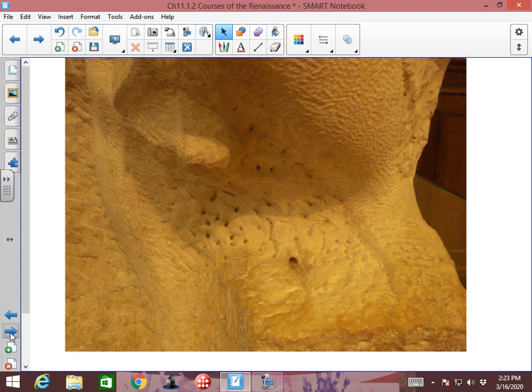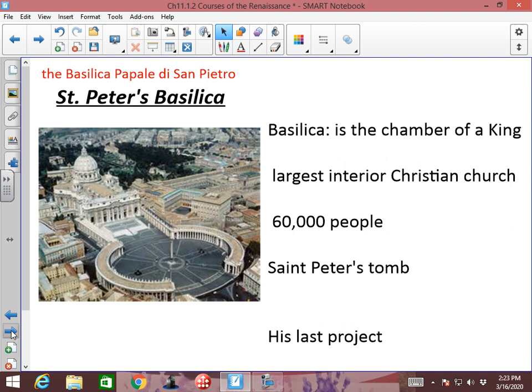Now, his largest project is going to be St. Peter's Basilica and St. Peter's Square. So the Basilica is the chamber of a king. It's theoretically where the bones of Peter are buried, down there in a sub-chamber. It's the largest interior Christian church in the world. It'll hold 60,000 people. That's very equivalent to the Superdome. I've been inside it. It is incredibly enormous. You can fit Notre Dame Cathedral down inside it.